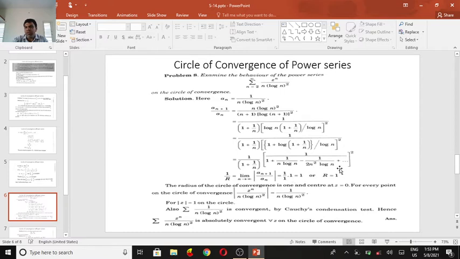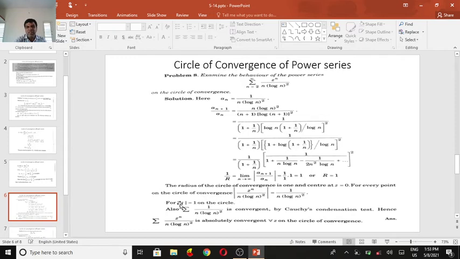This is omitted. Of this 1 plus something, if n tends to infinity, this is 0. So suddenly we get 1. So 1 by 1 into 1 equal to 1. So the radius of the circle of convergence is 1 and the center is at z equal to 0. Every point of the circle is convergent.